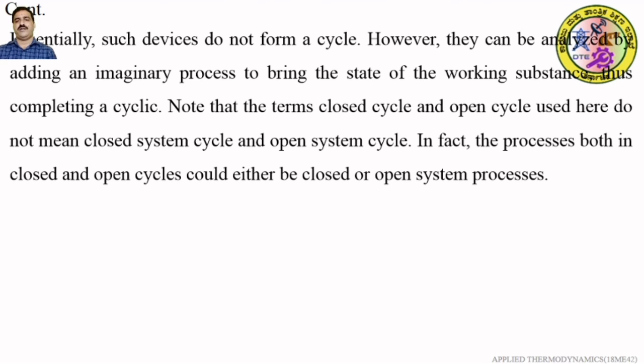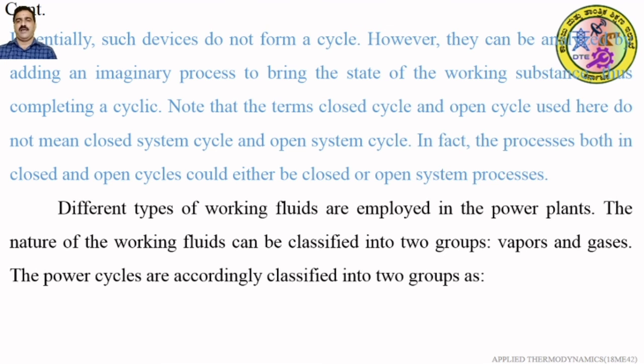Here we can note that the cycle closed or open used here does not mean a closed system cycle and open system cycle. In fact, the processes both in closed and open cycle could be either a closed or an open process. Similarly, based on the nature of working fluid in a power plant, we can classify it as vapor power cycle and gas power cycle.